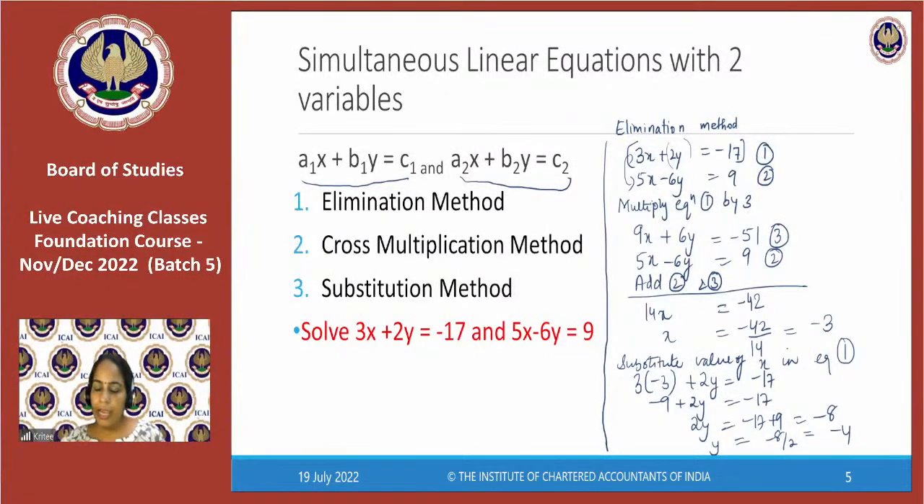Okay. And when we have second equation now, we have same coefficients with a plus and a minus sign. So I would be adding these two equations. Remaining of the variables will be added. 9x plus 5x is 14x. 6y minus 6y becomes 0. Minus 51 plus 9 becomes minus 42. Then solve for x and you get the value of x.